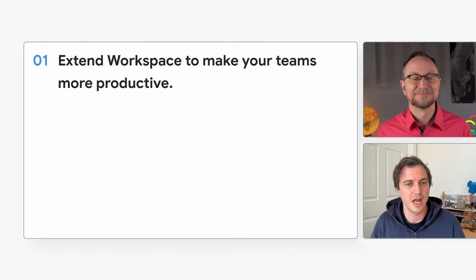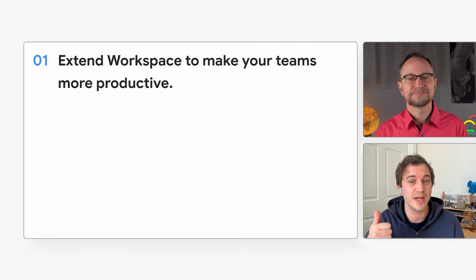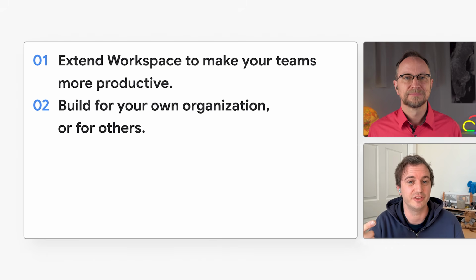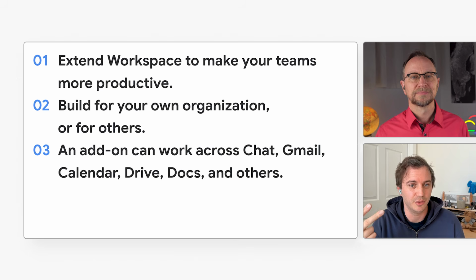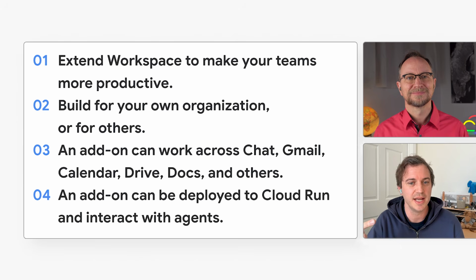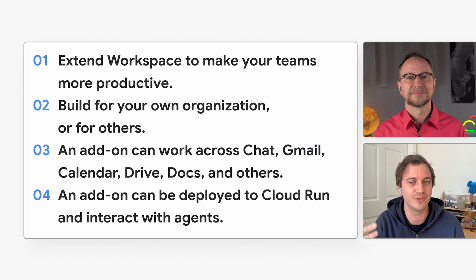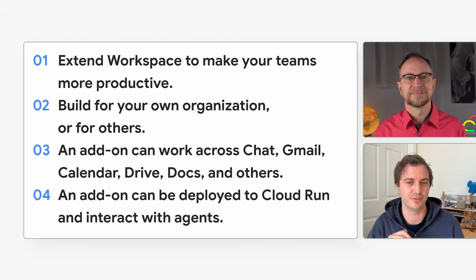That was a lot of useful information, Pierrick. What are the takeaways? I think there are 4 takeaways. The first one is you can extend Workspace to make your teams more productive. The second one is there are 2 categories of use cases: build for your own organization or build for others. And the third one is an add-on can work across the most common Workspace applications such as Chat, Gmail, Calendar, Drive, Docs, and others. And last but not least, the fourth one, which is an add-on can be deployed to Google Cloud using Cloud Run and interact with agents using Vertex AI or any other agentic platforms.